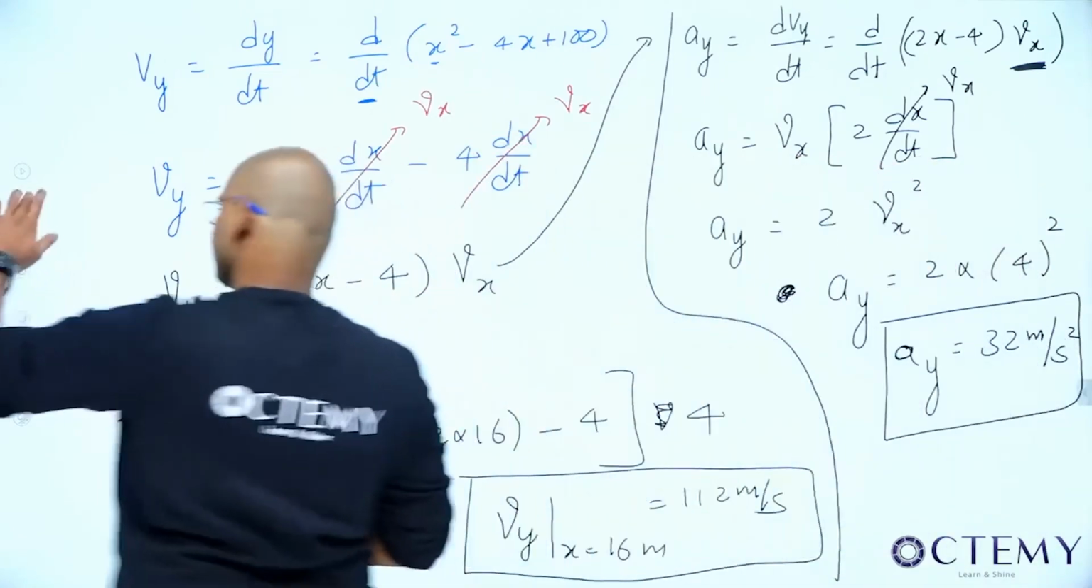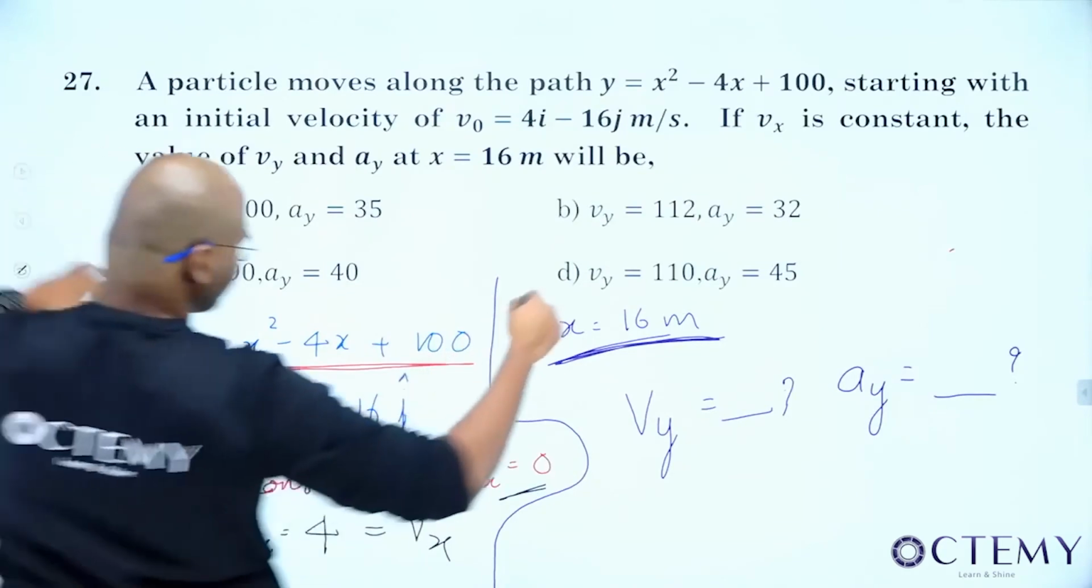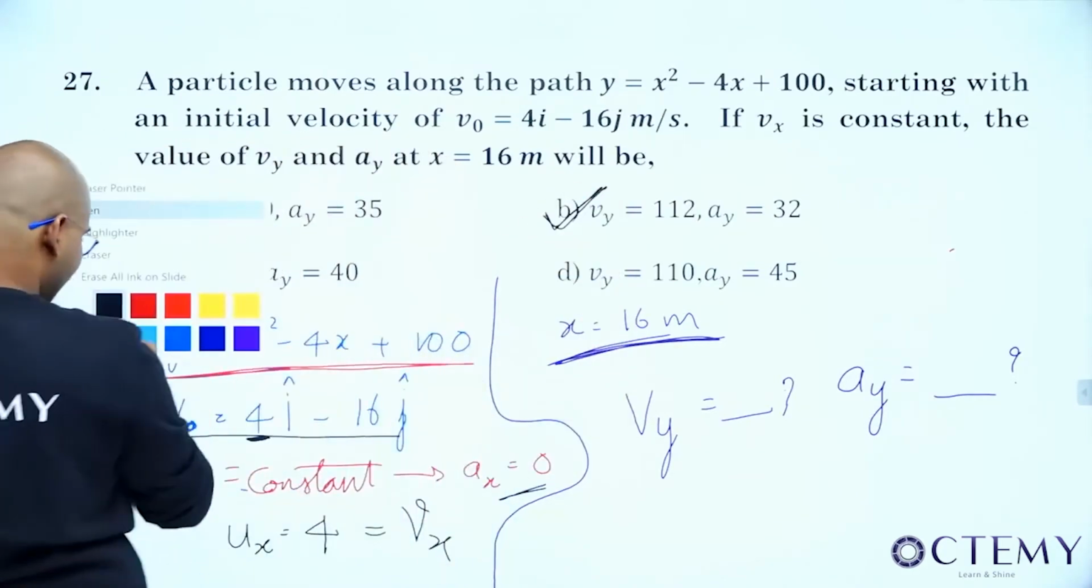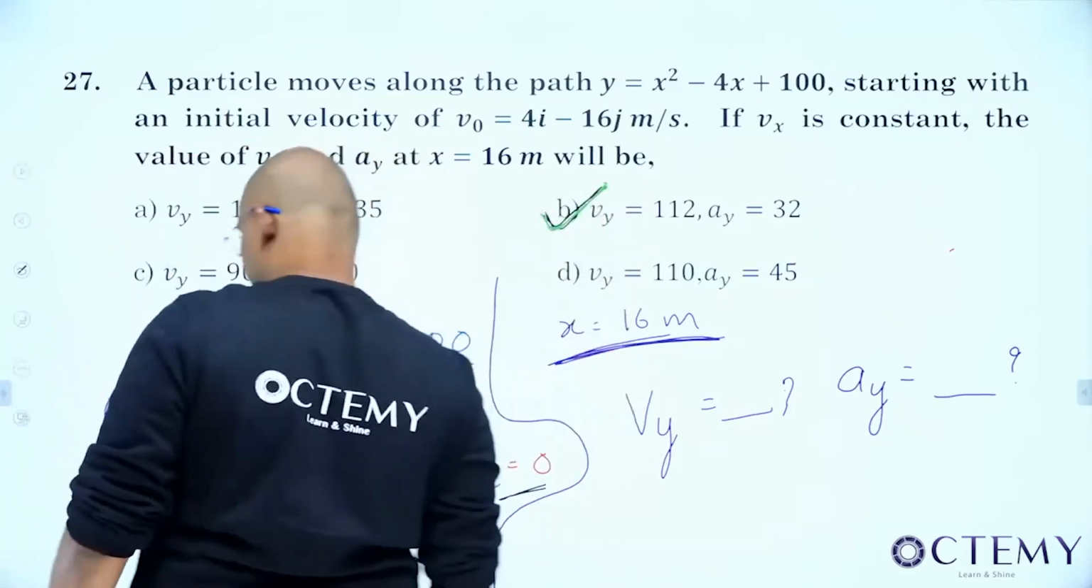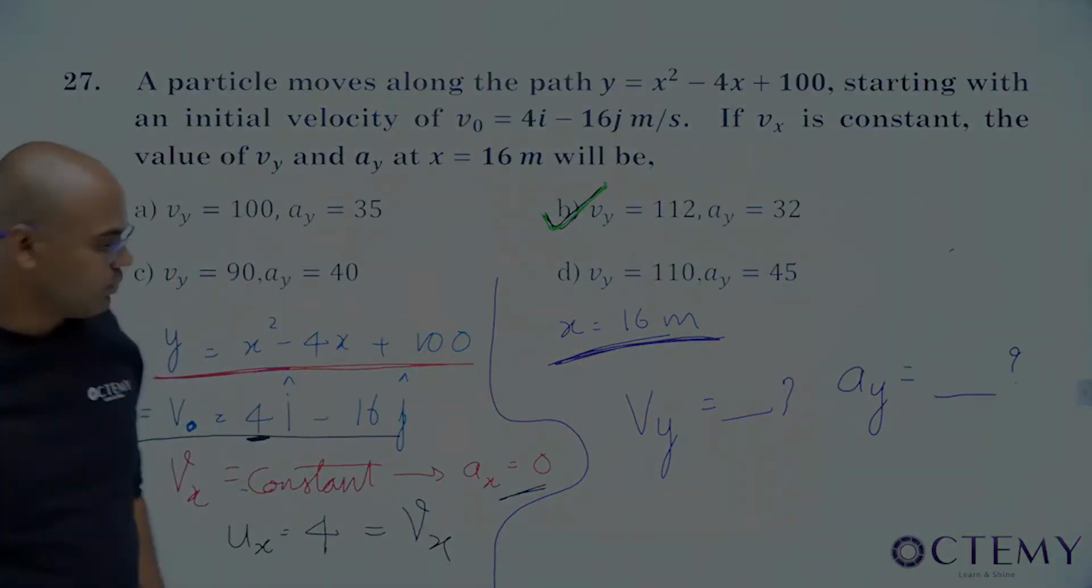So what is the answer going to be? 112 and 32. So that is my option B. All of you are okay? Make a copy quickly. So with this, we are done with the basic 2D problems. Now we will go and apply this for the projectile motion.